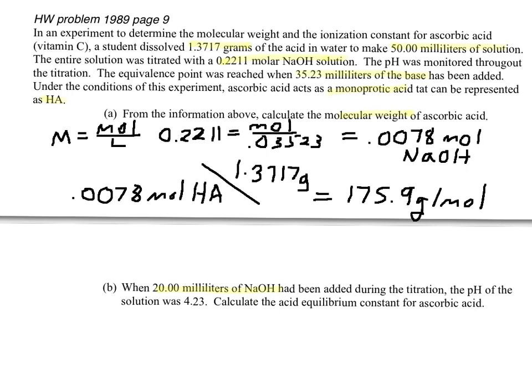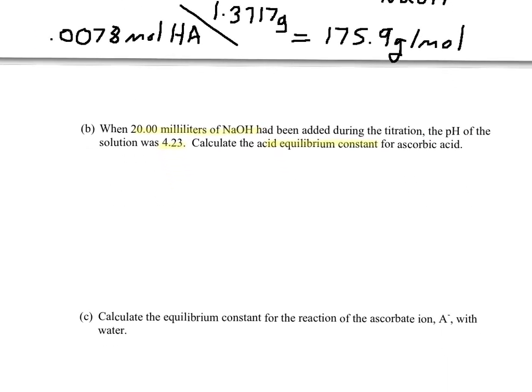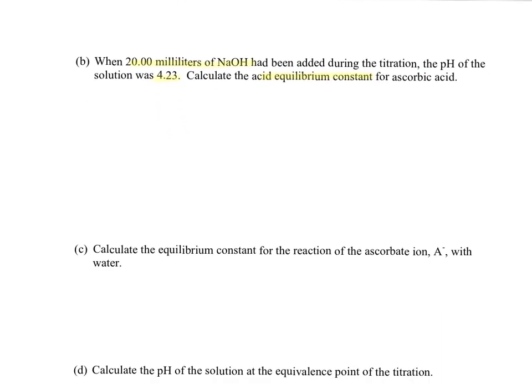Now the next part of the question says when 20 milliliters of NaOH has been added, so that means we have not reached equivalence point yet, the pH is 4.23, and it wants us to calculate the acid equilibrium constant. So it wants us to calculate Ka. Now if we have not reached equivalence point yet, that means this pH is dependent upon the weak acid. So the NaOH is being all used up, and all you're left with is the weak acid, which is where the pH is coming from.